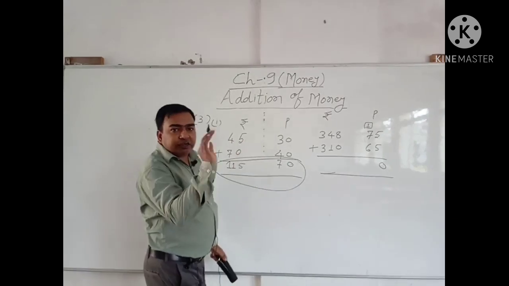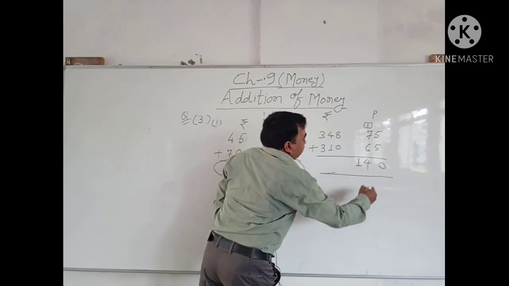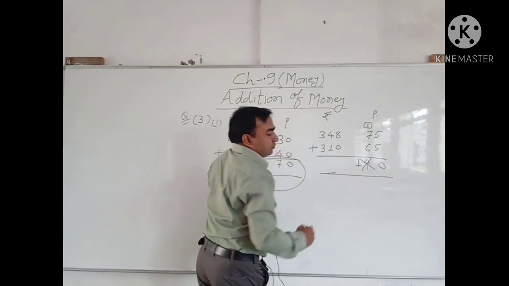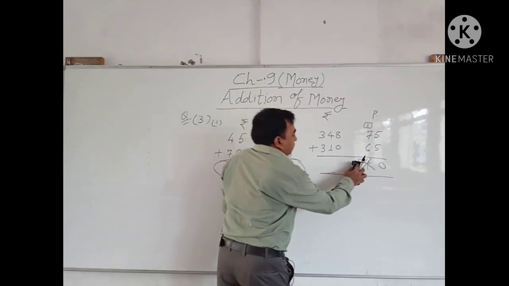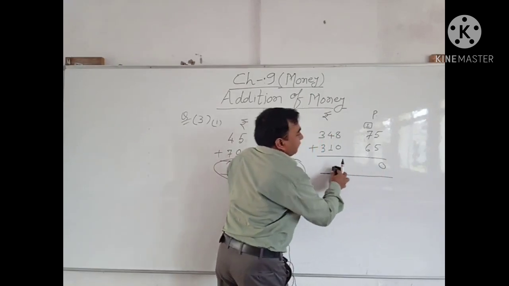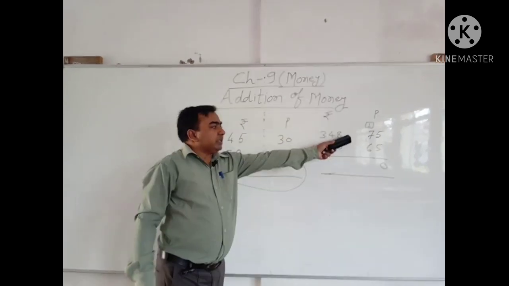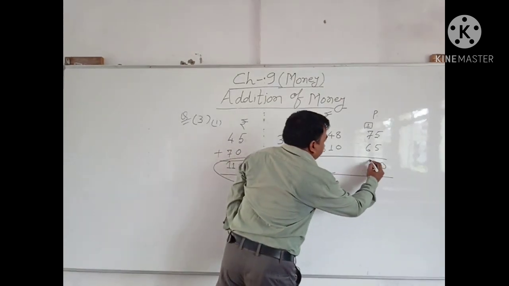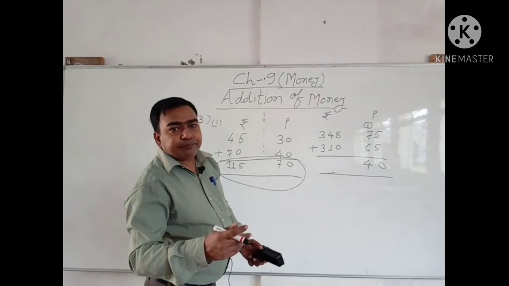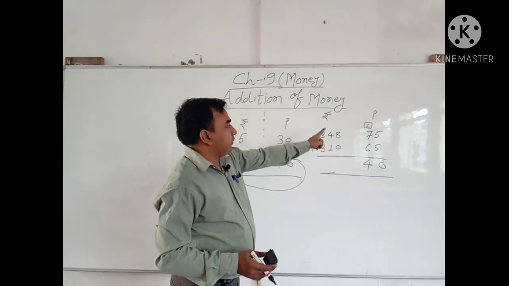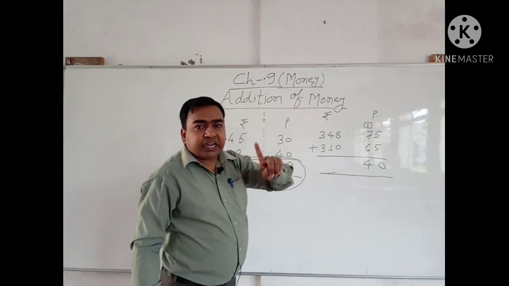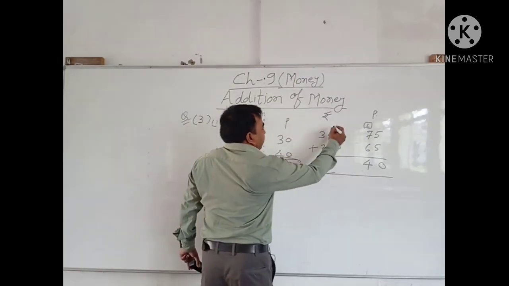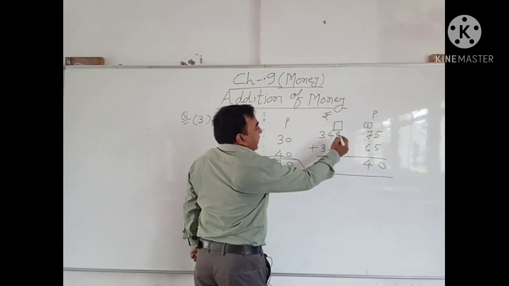14. So we will not write 14. If we write 14, this is wrong. So we will write only 4. 1 plus 7 is 8, 8 plus 6 is 14. We will write only 4, and 1 carry. We will carry 1 in rupees. So we will write 1.